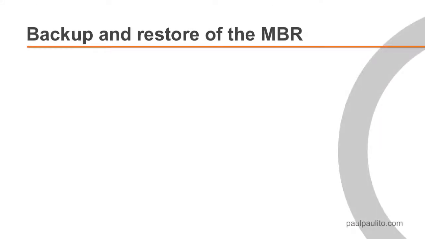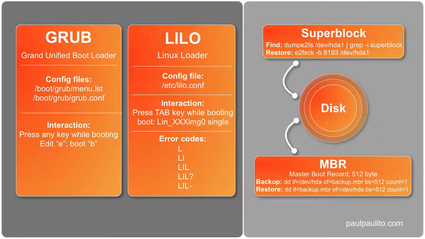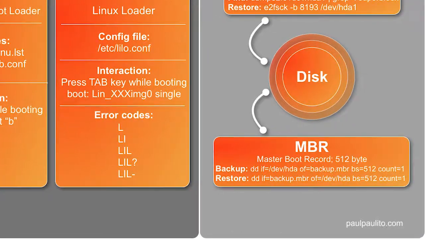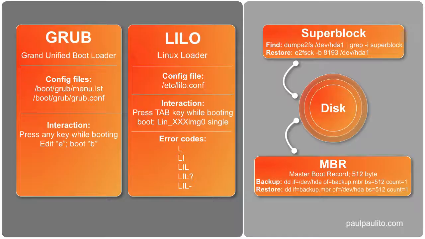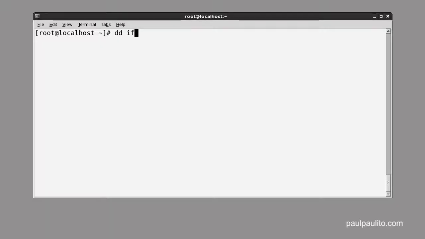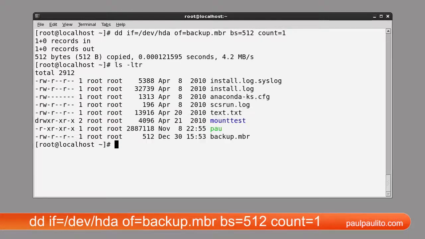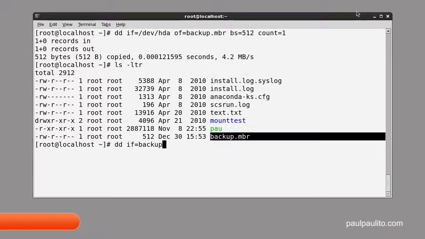Backup and restore the MBR. Sometimes, if you try to install another bootloader, the original MBR will accidentally be destroyed. Luckily, there is the possibility to back up your master boot record. The following command backs up the MBR from the first PATA disk. The following command will restore the backed up MBR.